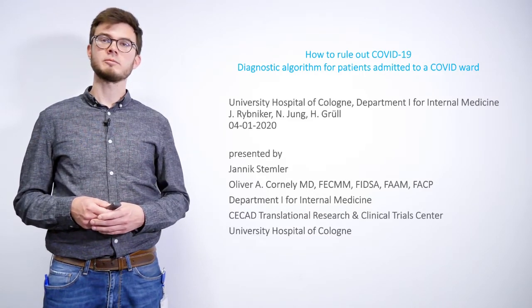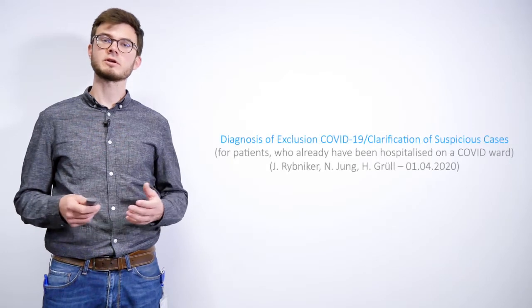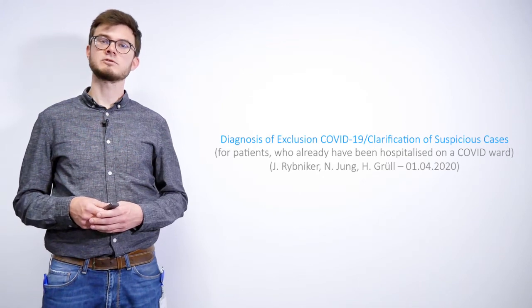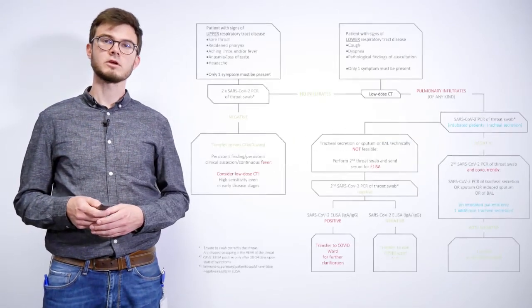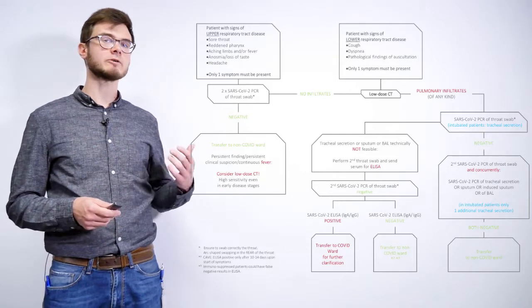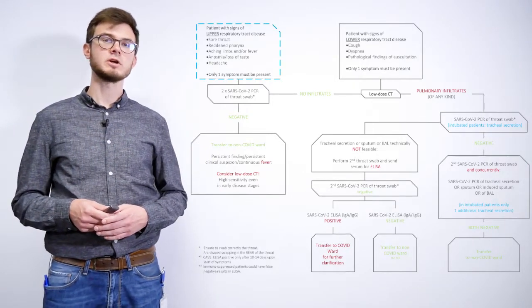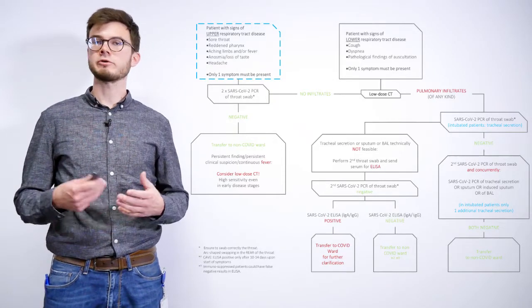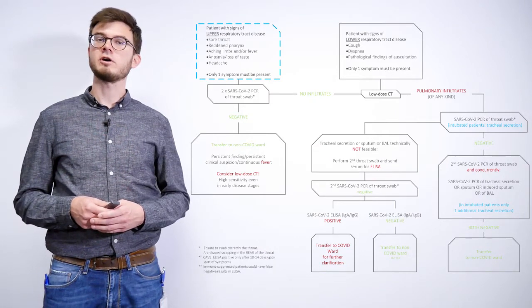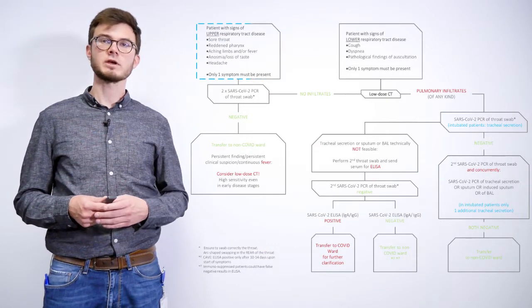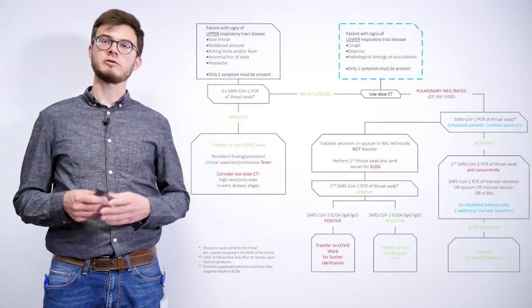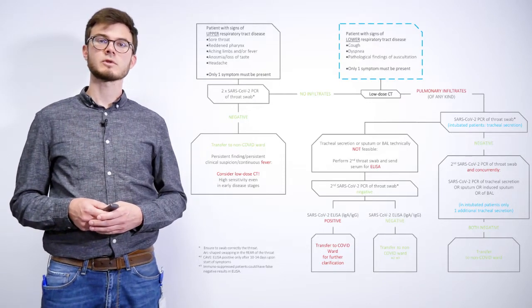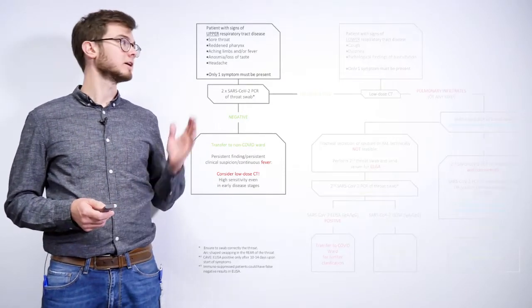This presentation is on behalf of our attending physicians Jan Rybniker, Norma Jung and Henning Gruell from the Department of Infectious Diseases and the Institute for Virology. We prepared a flow diagram including two patient groups. On the left side you see patients who present to the emergency department or get admitted with symptoms of an upper respiratory tract infection. On the right side you see a flow diagram for patients with symptoms of lower respiratory infection. I'd like to start now with the left side.